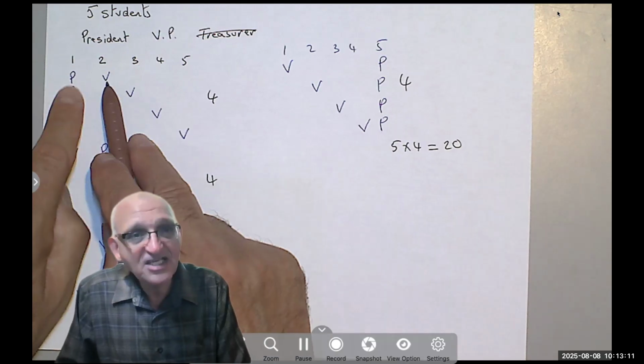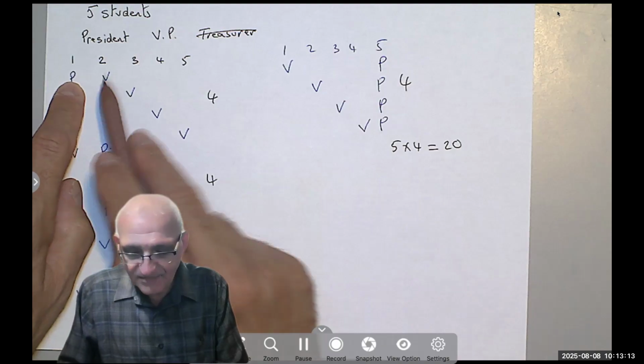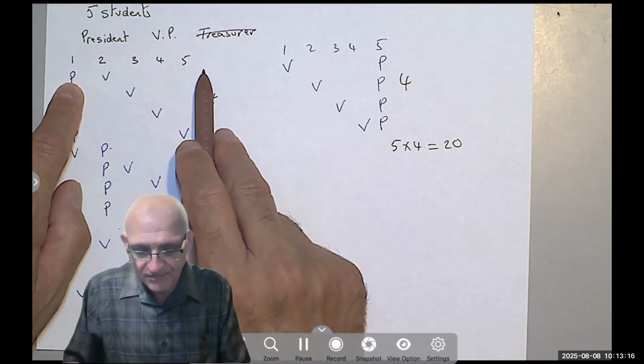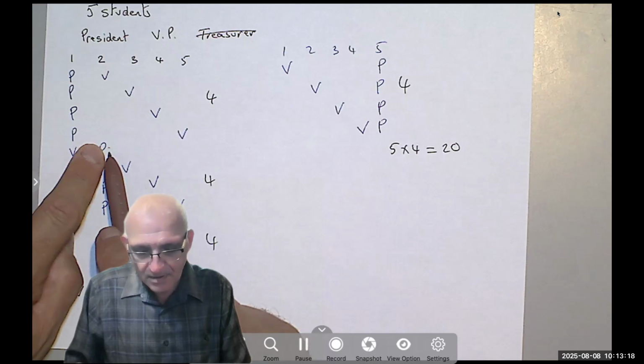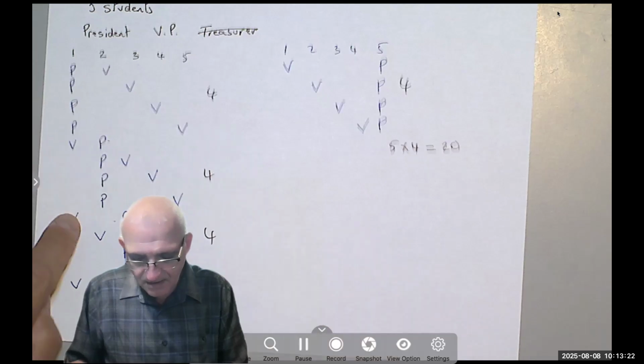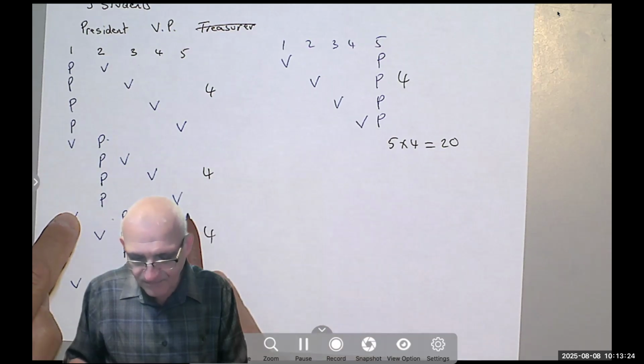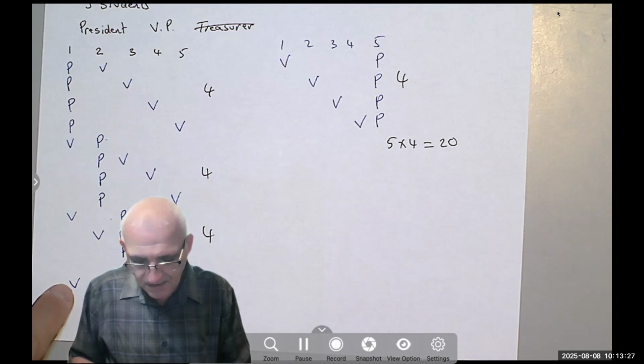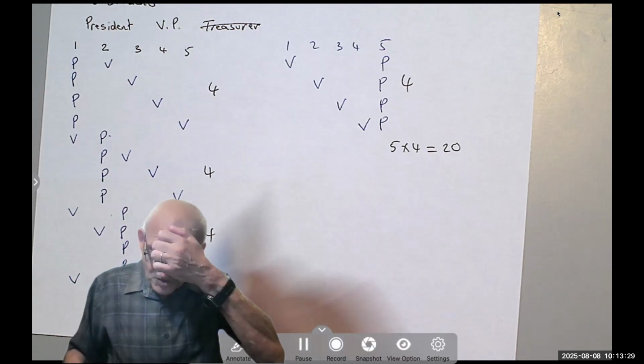For every combination here of P and V, you can have the treasurer be 3, 4, or 5, right? Here it would be 2, 3, or 5. Here it would be 2, 4, or 5, or 2, 3, and 4. Here it's 2, 3, and so on and so forth.